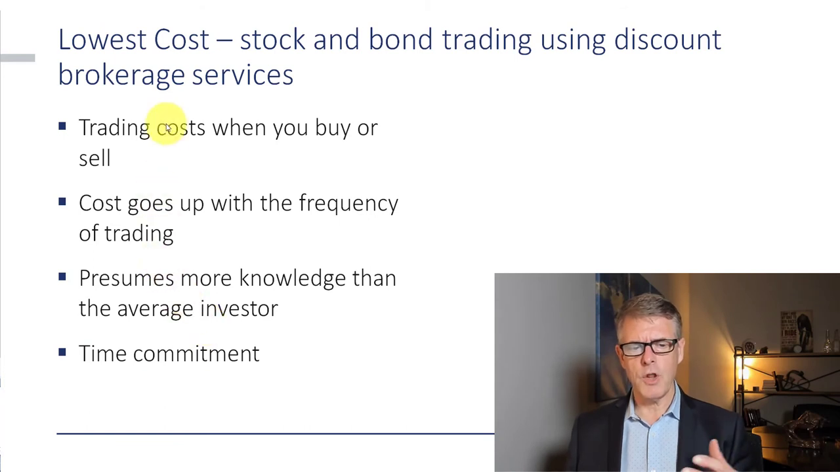But if you're trying to find the lowest cost approach to managing your portfolio, discount brokerage account, do your own buying and selling, and typically the trading costs to buy or sell, on either side of the trade, might be anywhere from $3.50 to $7 a trade, depending on what you're trading and your frequency of trading. That gives you a bit of a range.